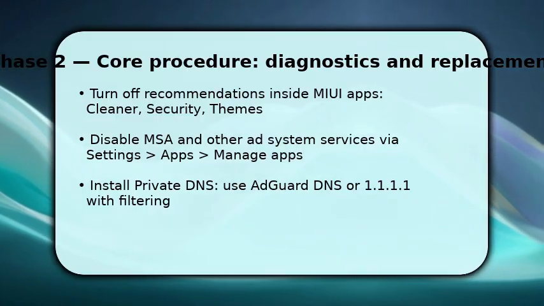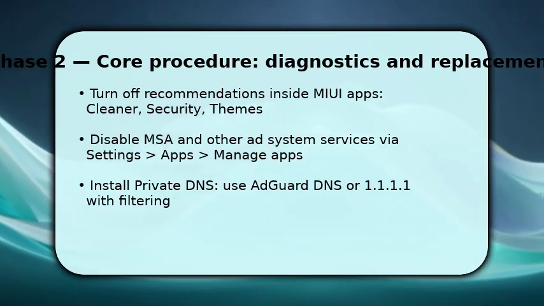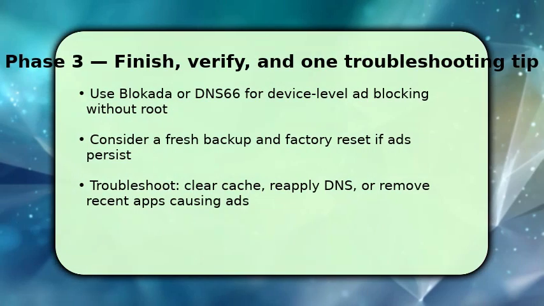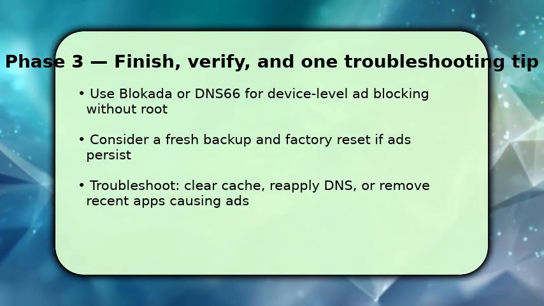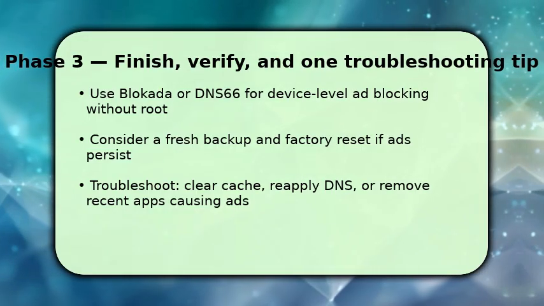Finally, set private DNS to AdGuard or another filter to block ad domains network-wide. This reduces ads. To finish, install a non-root ad blocker like Blokada or DNS66 and enable the VPN-based filtering to catch ads the system misses. These apps block domains across apps.